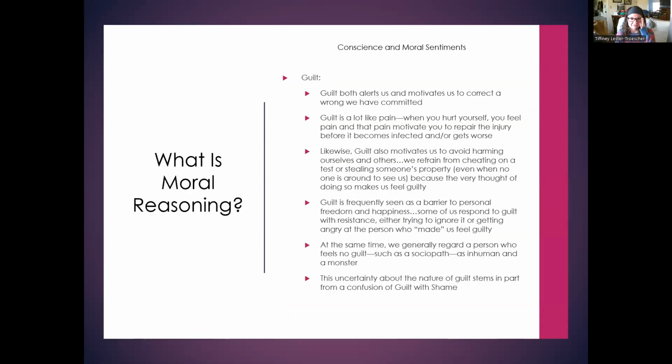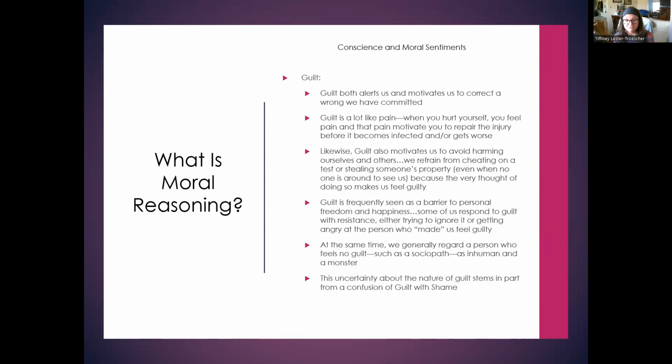Then we have guilt, another moral sentiment. Guilt is what alerts us and motivates us to correct a wrong we have committed. Guilt is a lot like pain. When you hurt yourself, you feel pain, and that pain motivates you to repair the injury in some way, right, before it gets infected or gets worse.